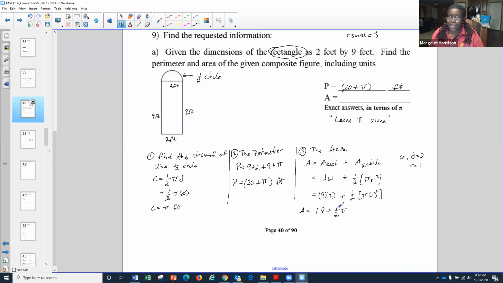And that's all we can do. We can't combine these because they're not like terms. So now again, we need our dimensions. We're going to hold this together since there are 2 separate things being added. And then our dimensions are going to be feet squared because we're dealing with area now. So we get 18 plus 1/2 pi, then feet squared.